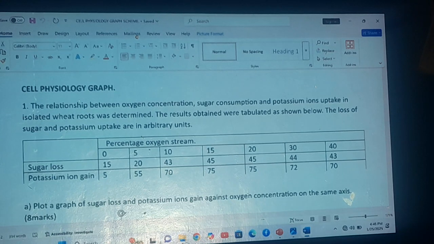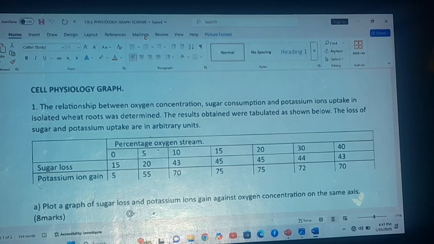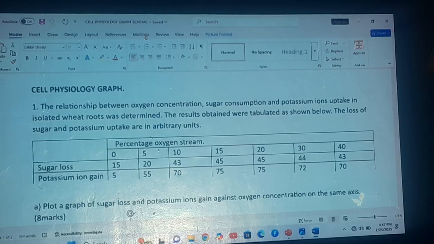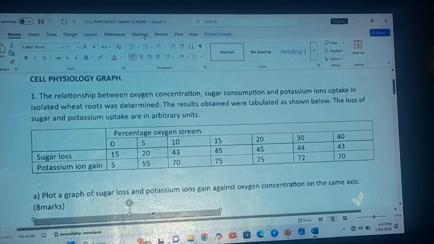Welcome again. Today, we're going to discuss some graphs of cell physiology, one factor at a time. Our factor today is the factor of active transport, and it's based on oxygen concentration. So you understand about the oxygen concentration.